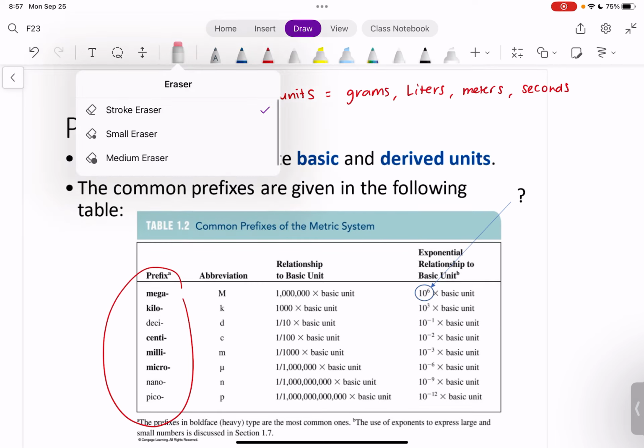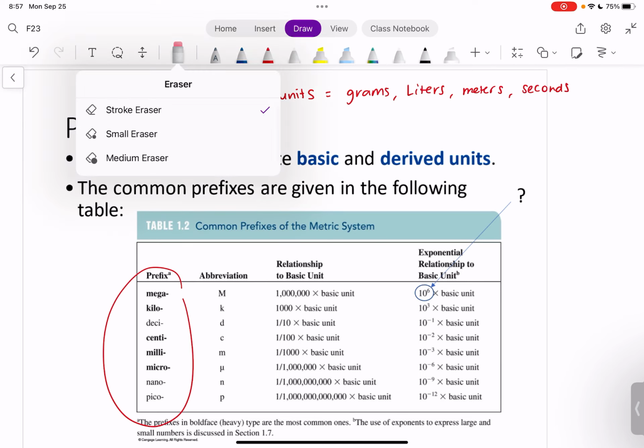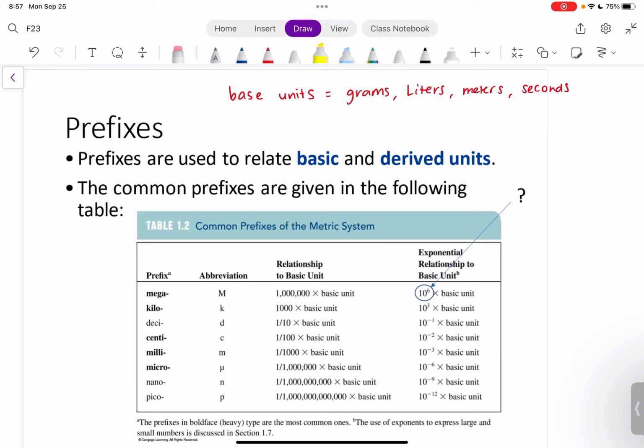The way that base units work, and why we like to measure in the metric system so much in science, is that when you add one of these prefixes to your base unit, you put kilo in front of grams and you get kilograms. You put centi in front of meters and you get centimeters. You put milli in front of seconds and you get milliseconds. Stuff like that.